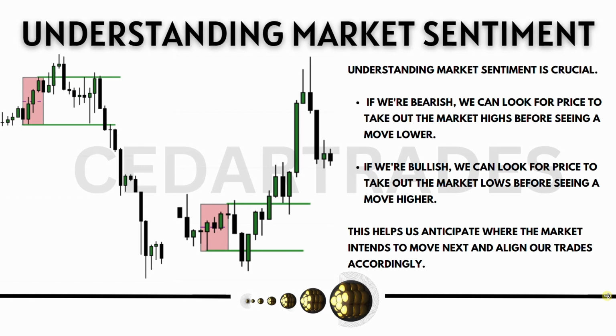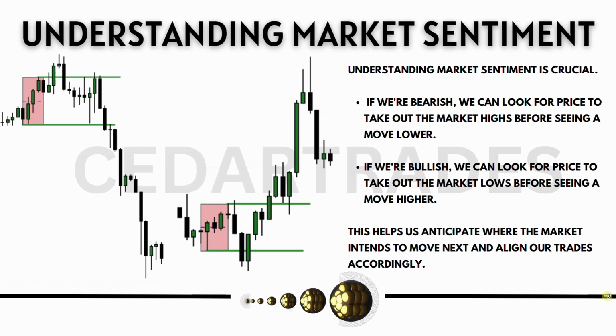It's not like you have to see this sign so that all of a sudden you are bearish. No, you have to have a bearish view of the market, and you see a sweep above your Asian highs. Above the Asian highs, you need to see your order blocks, your fair value gaps, and whatever PD array you are using to continue lower. And if we are bullish, we can look for price to take out the market lows before seeing a move higher.